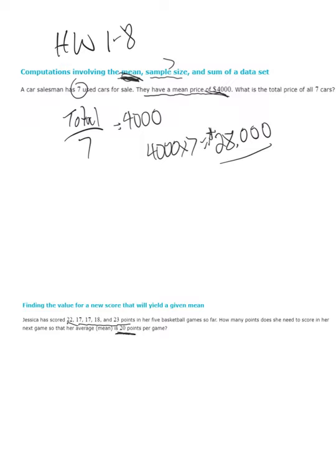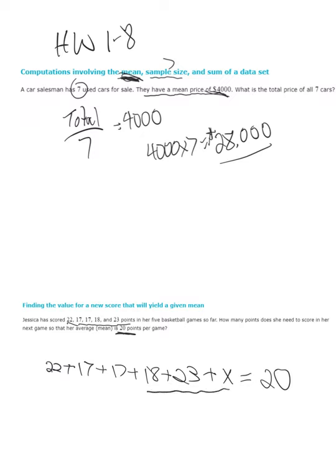Okay, so she's gotten 22, she's gotten 17, she's got another 17, she did 18, she did 23. And then in this next game, we want to know, how many points does she need to make in order to average 20? Okay, so to average 20, we're going to add all these up and divide by the total number. That's 1, 2, 3, 4, 5, 6. Yeah, 6 games. So this is what we would do to set it up algebraically, and then it's just a matter of solving that equation, really.